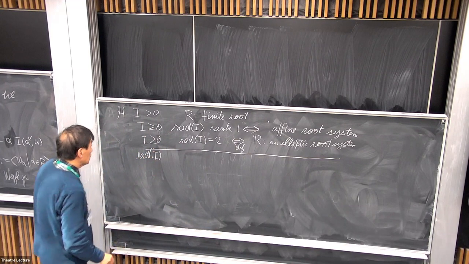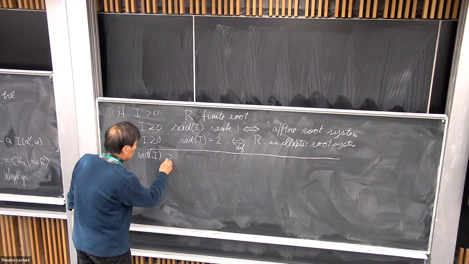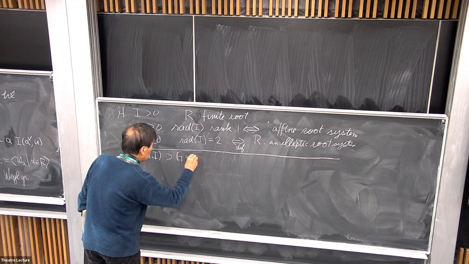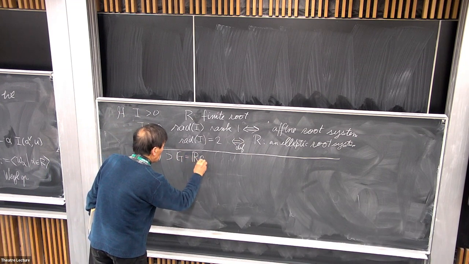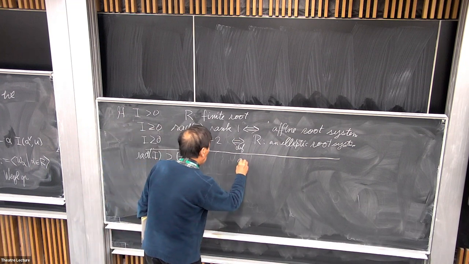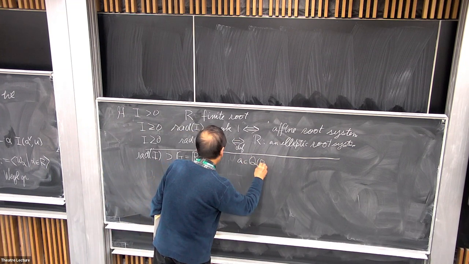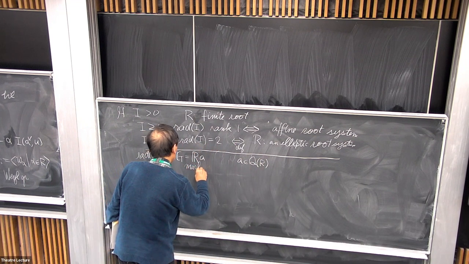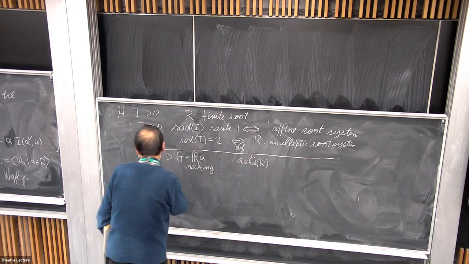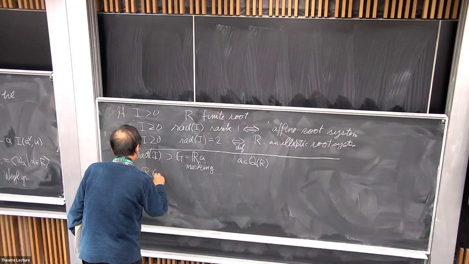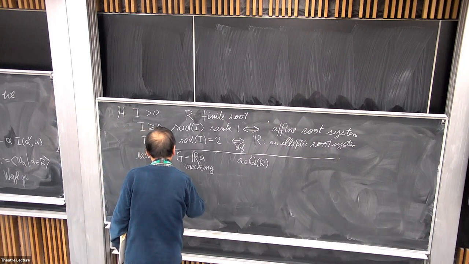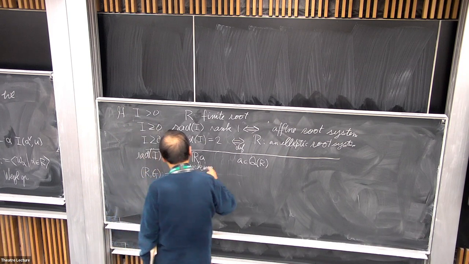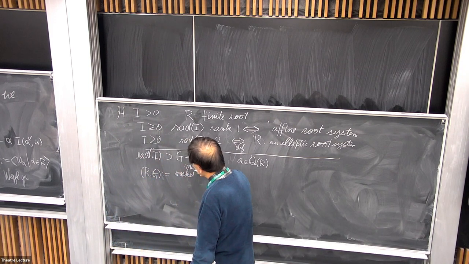The radical, in that case, is rank two, but if you choose some one-dimensional subspace spanned by some integral element, say a in the radical tensor Q, this subspace is called a marking. And then the pair, R and G, is called the marked elliptic root system.